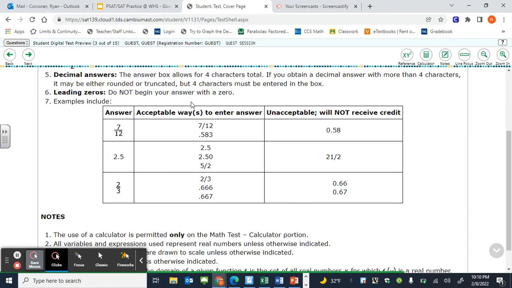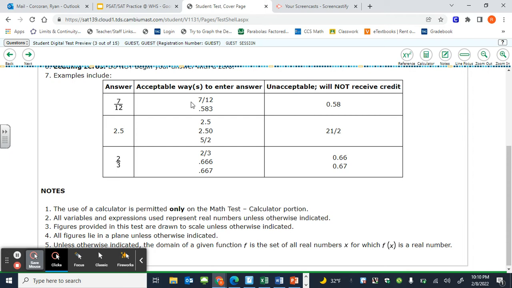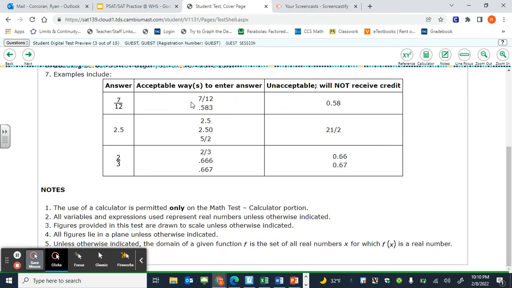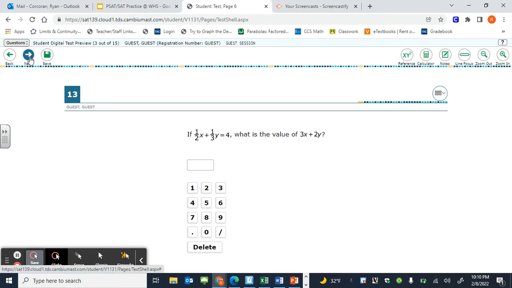And then they give a little bit of advice about fractions. Use of calculators is only permitted on the math test calculator portion. And then, unless otherwise indicated, the domain of a function is all real numbers. So we got 13 and 14. So this one here, if 1/2 x plus 1/3 y equals 4, and we want 3x plus 2y, we would multiply 1/2 times 6, 1/3 times 6, and 4 times 6. So this would be 24. I don't know, I think this is still part of the calculator portion.